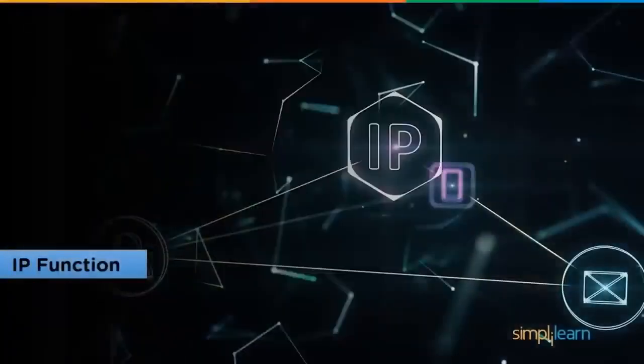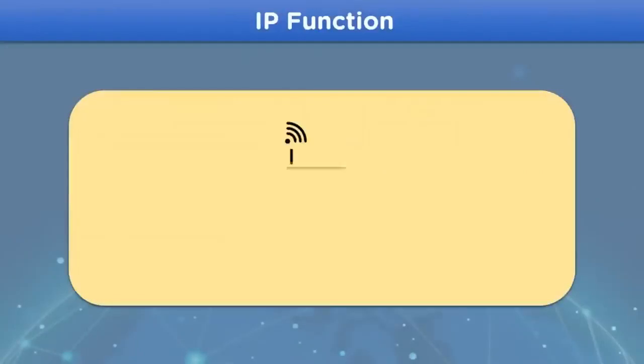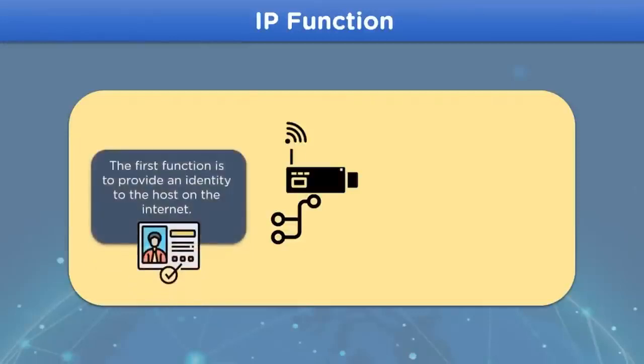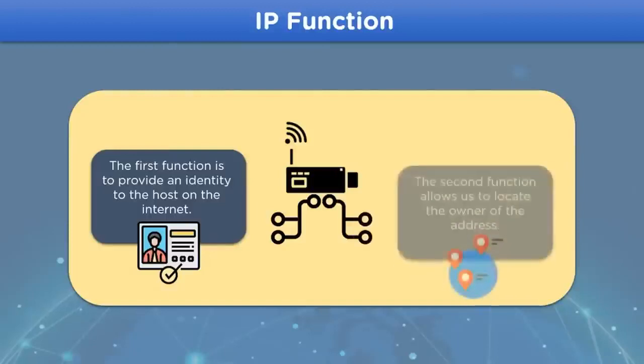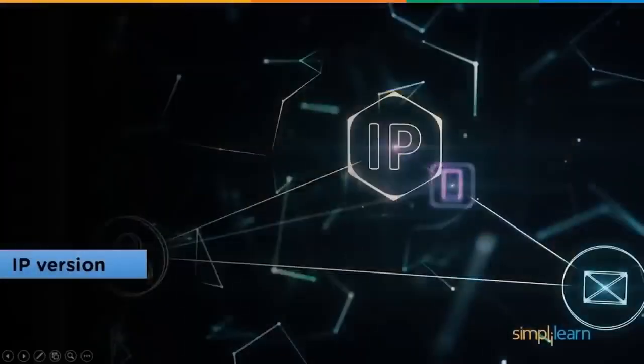Moving forward, we'll understand what exactly are IP functions. To begin with, IP functions can be divided into two types. For the first function we have, the Internet Service Provider assigns an IP address to the network device. The first function of the address is to provide an identity to the host on the Internet, whereas the second is used as a location address for the host on the Internet. Let's now take a look at different versions of IP address.